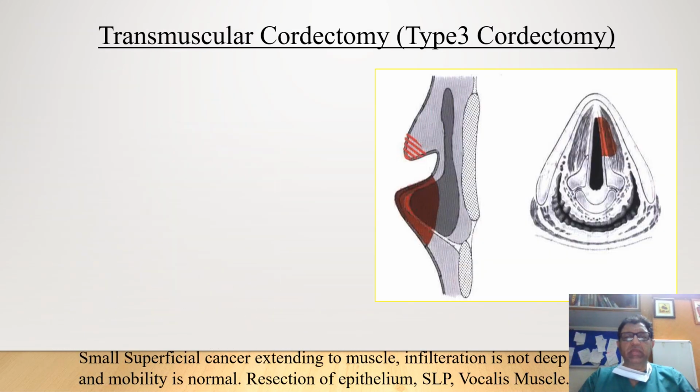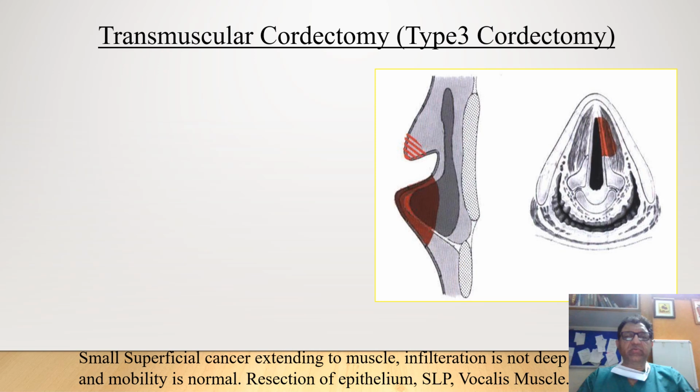Transmuscular chordectomy, or type 3 chordectomy, is indicated for small superficial cancer extending up to the muscle. Infiltration is not deep and the mobility of the cord is good. So the section of epithelium, superficial lamina propria, and vocalis muscle is done. You can see in the diagram that it is not through the whole of the muscle mass, but part of the vocalis is excised with the tumor itself and the ligament and the superficial lamina propria with it.